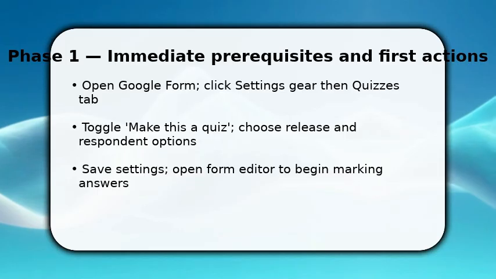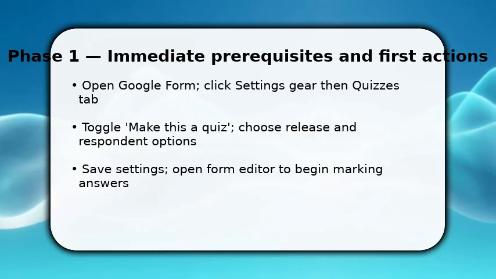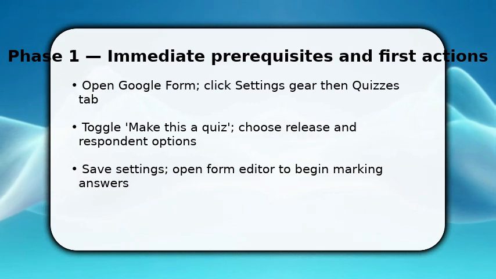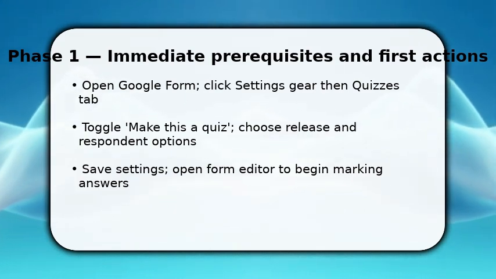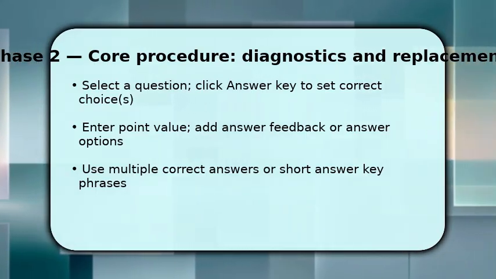Now you can mark correct answers on individual questions. This is how Google calculates scores automatically. So get the quiz options right before assigning point values or moving to the next set of questions. You now pick each question and click Answer Key to define the correct response.